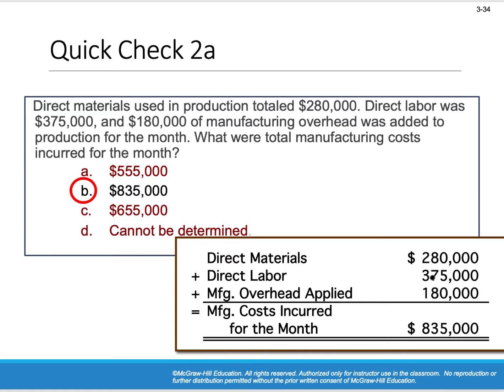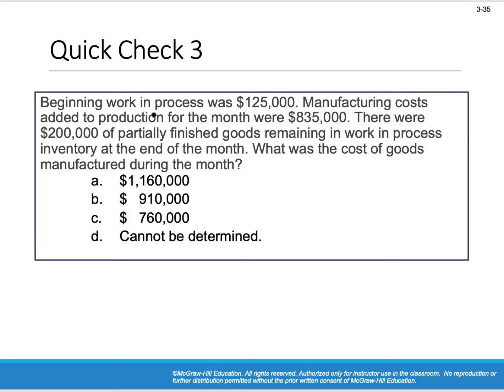So they're 835, right? And we just add it up to figure out our total manufacturing costs. I just add up my manufacturing costs: direct material, direct labor, manufacturing overhead. So 835. Okay. So let's look at WIP, our WIP account. Or no, I'm sorry, cost of goods manufactured. What was the cost of goods manufactured during the month? So we need to look at our WIP account.